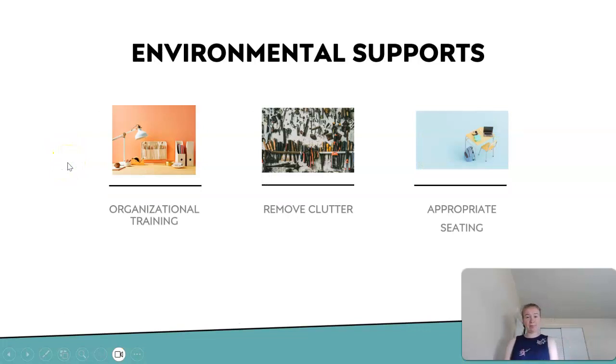Some environmental supports as well would be organizational training, like discussed before, to help students stay on task because there's no clutter on their desk. To remove the clutter is another environmental support that's needed. When I look at that picture, I start to think how crazy it is and how stressed and anxious I could be. I can imagine students with ADHD, if the room is full of clutter, how they're supposed to pay attention for the whole class period. And then also appropriate seating.